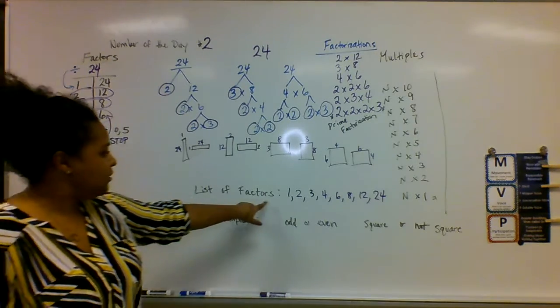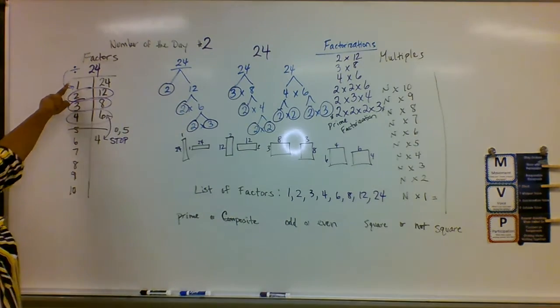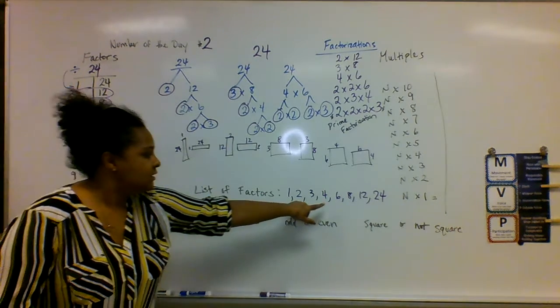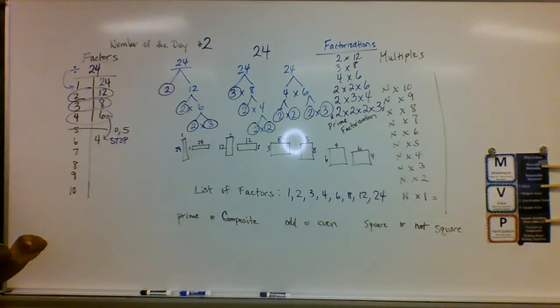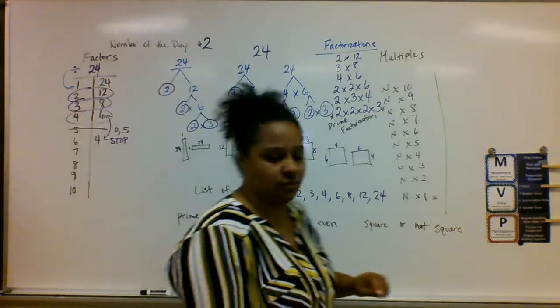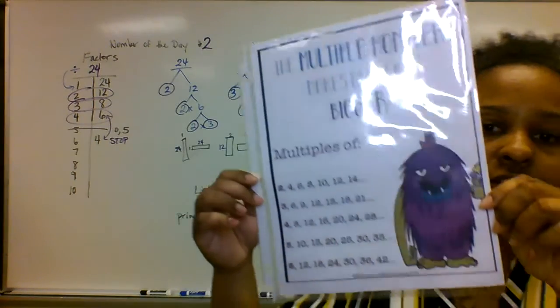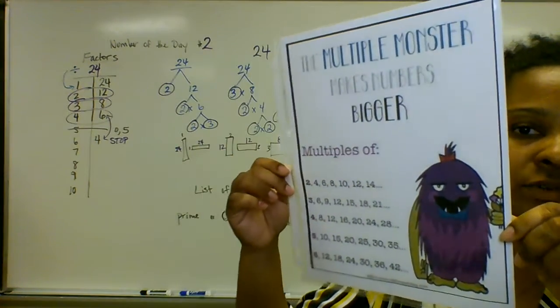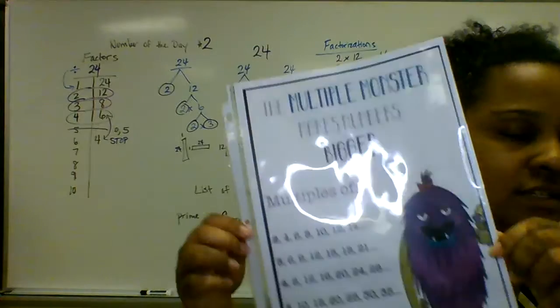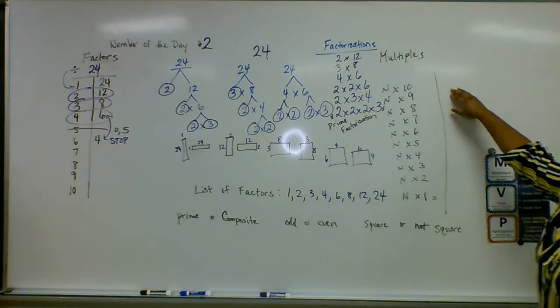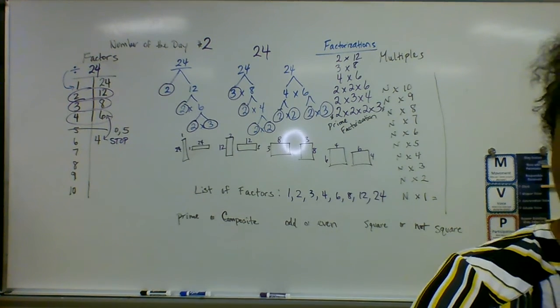If you list your factors, the listing of all the factors of 24 is 1, 2, 3, 4, 6, 8, 12, 24. Those are all the factors of 24. All right, so now we're going to switch over to the multiples. So go ahead and find all the multiples of 24, the first 10 rather. Remember, multiples get bigger, multiple monster. So go ahead and do the first 10 multiples of 24. Pause the video.